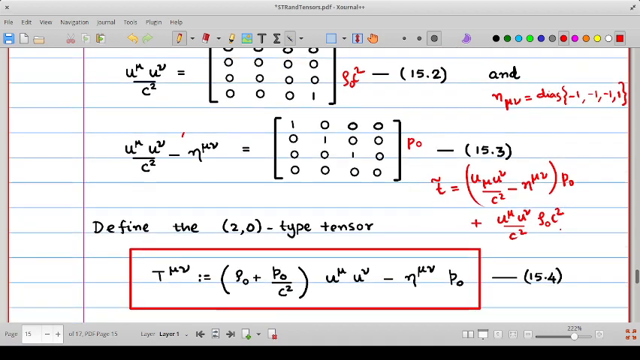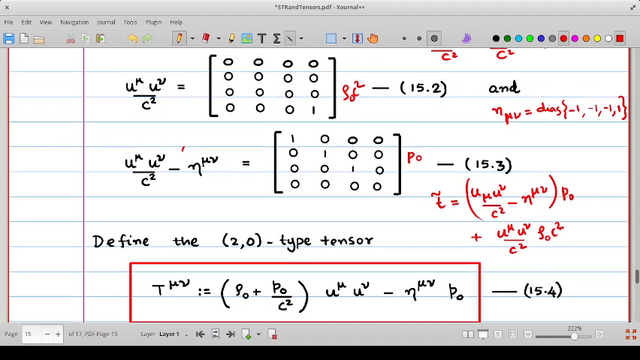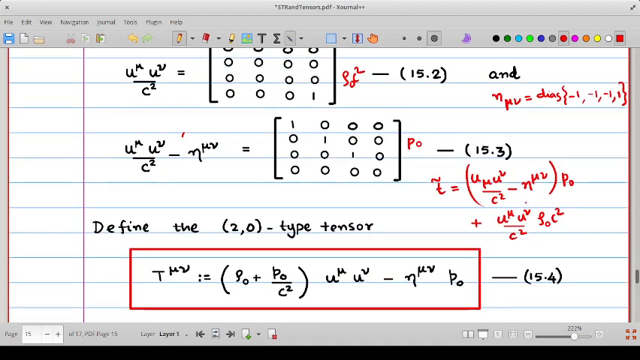So we may write this in the following way. This rho 0 c square and this c square becomes cancelled, and this u mu u nu term can be taken as common from this and that. So I will get rho 0 plus p 0 by c square times u mu u nu, then minus this term, which is eta mu nu p0.